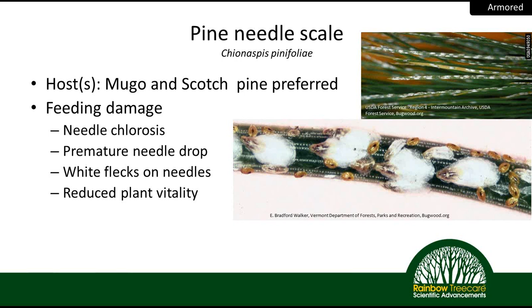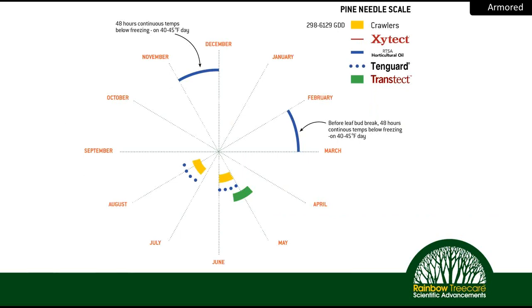Once again, the timeline to hit pine needle scale is based exclusively on when crawlers are available. If you do use hort oil, I should note that that shouldn't be the only tool that you use. You should follow up with a knockdown when crawlers are present, because it's likely that you'll miss some of these crawlers when you're doing that initial dormant oil spray. However, Transtect is a really good product, and TenGuard, if you do multiple applications per crawler stage, is a really good product for that as well.